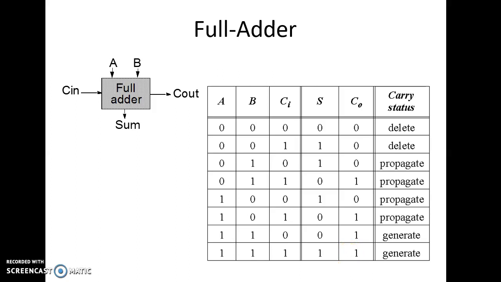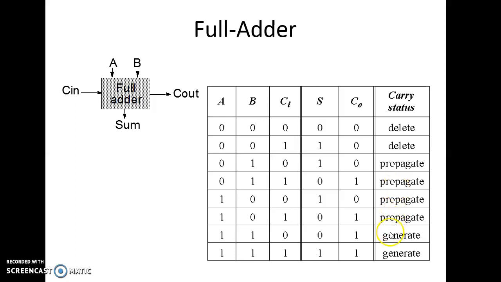Okay, so now the carry status. We can see that the carry output is somehow related to the carry input. In the first two cases, whatever comes in the carry input, we will have 0 at the output side. So we say the carry is deleted. Whether the carry input is 0 or 1, the carry output is 0, so it is deleted, just like we are deleting that carry input. Then in the third, fourth, fifth and sixth cases, whatever comes in the carry input is propagated to the carry output. When it is 0 in the carry input, we have the carry output as 0 itself. Similarly, if it is 1 in the carry input, we have 1 at the carry output. So we say that it is propagated.